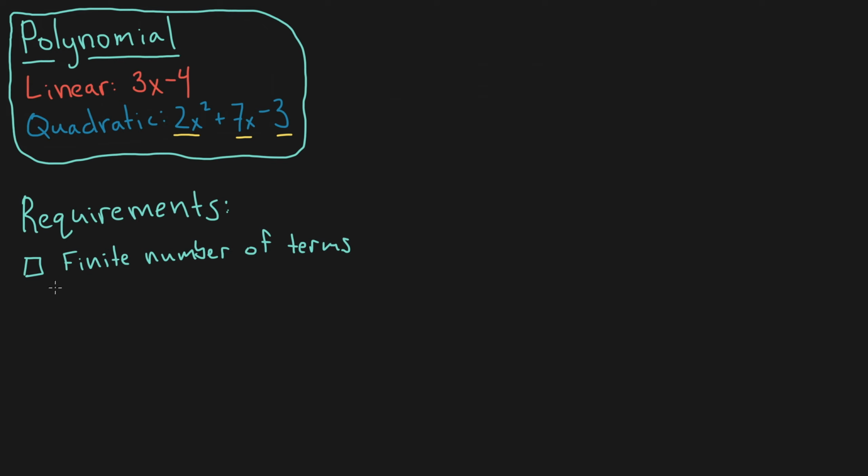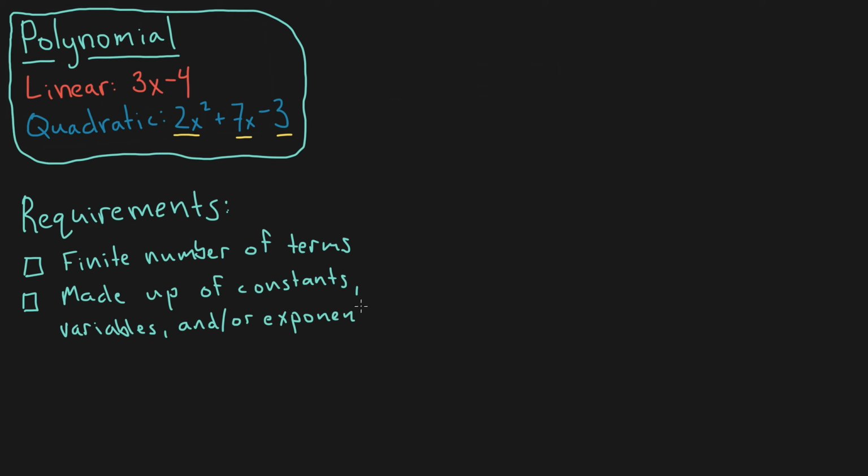The next thing that we need is our expression or our function needs to be made up of constants, variables, and/or exponents. So that's the next thing that we need to have for this to be a polynomial.